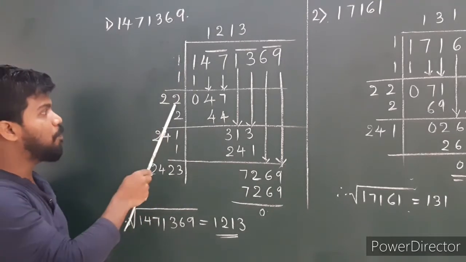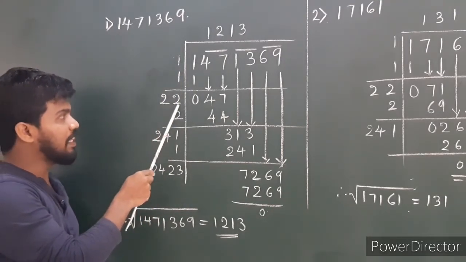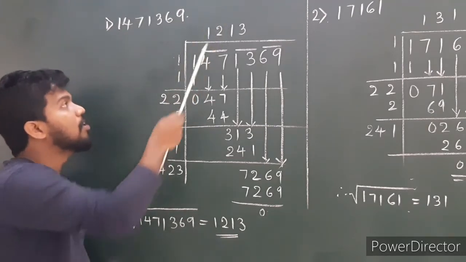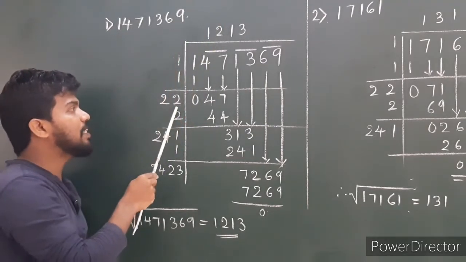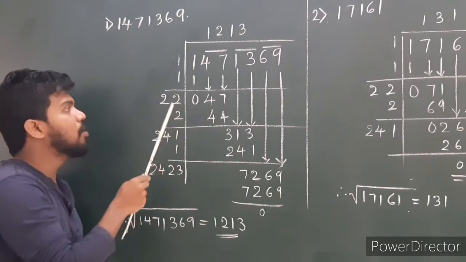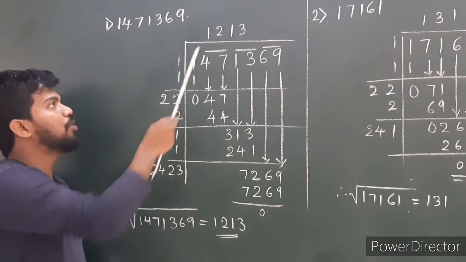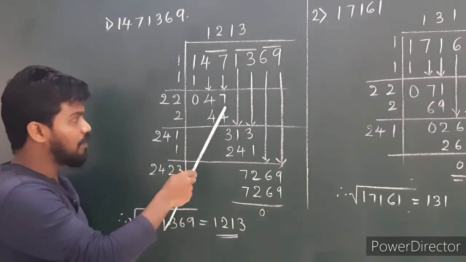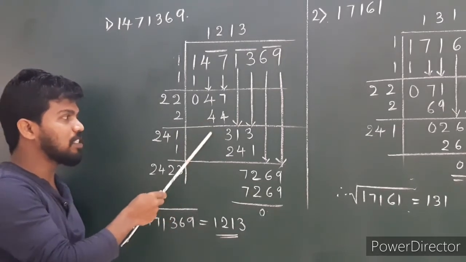If you put 3, so 23, you put 3 here also. 23 into 3 you get 69. That is too big compared to 47. So you take 2. 22 into 2 you get 44. 7 minus 4 you get 3, and 4 minus 4 is 0.